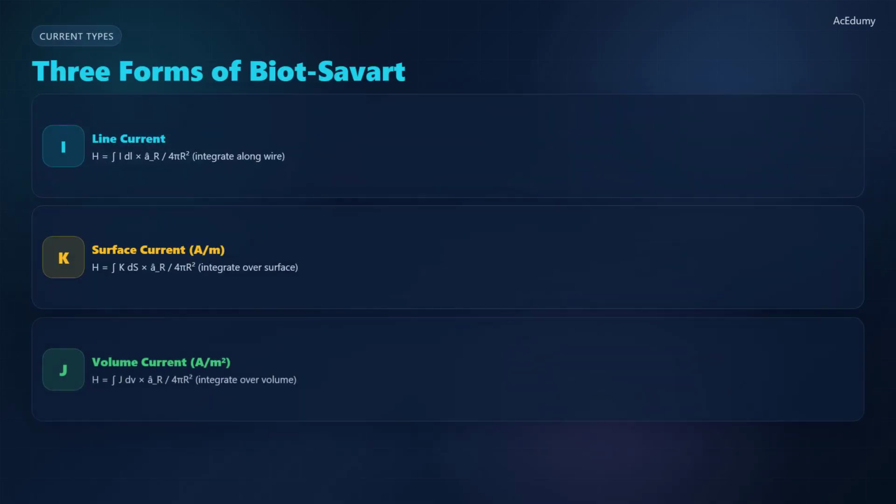Biot-Savart works for any current distribution, not just thin wires. For a line current, we integrate I dl along the path. For a surface current with density K amperes per meter, we integrate K dS over the surface. For a volume current with density J amperes per square meter, we integrate J dV over the volume. The link between them is simple. I dl equals K dS equals J dV.